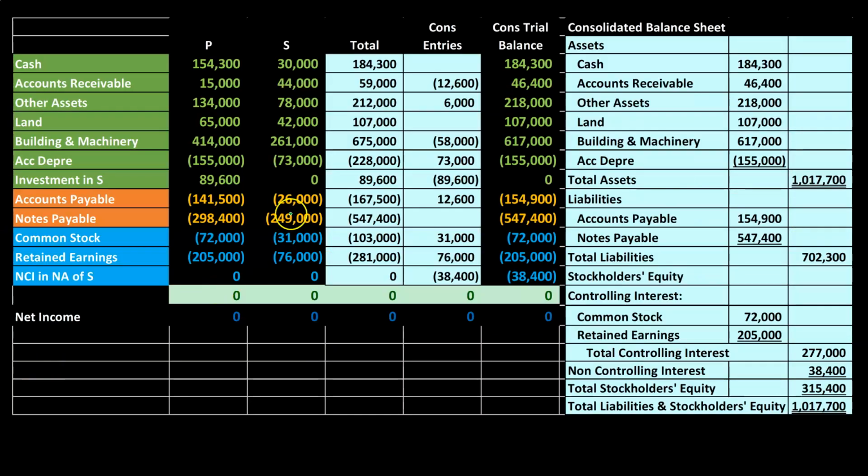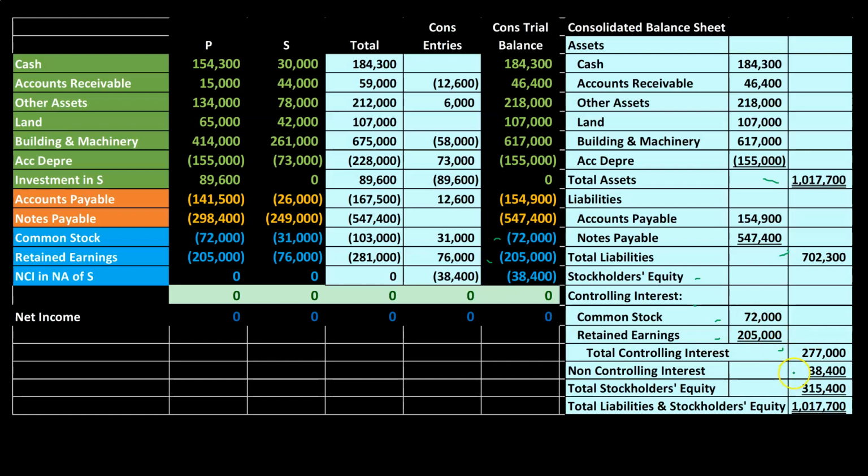Now then, if you were to take this information, and you've got your consolidated trial balance, and make a balance sheet from it, this is just a really quick balance sheet because it's all the same stuff, except down below in the stockholders' equity. So if we add up all the assets, we get the total assets, we get the total liabilities, and then the interesting component here is the stockholders' equity, which we can break out to the controlling interest, where now we're pulling in the 72 and the 205. So here's the 72 and the 205 for the controlling interest, adding up to that 277.